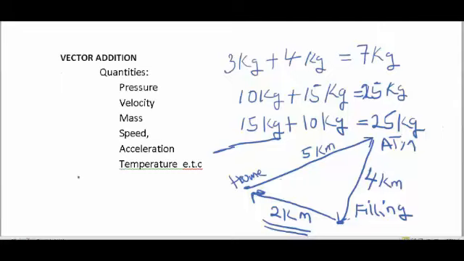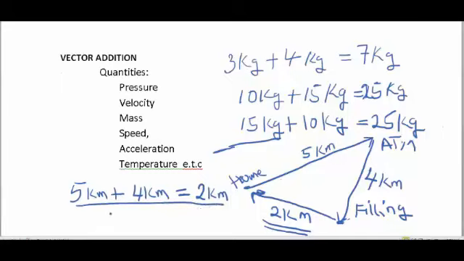Meaning that you are 5 kilometers to the ATM as far as displacement is concerned, plus 4 kilometers from the station. When you add them, they will produce 2 kilometers as the resultant displacement after following the 5 kilometer and 4 kilometer road to the filling station. This is violating arithmetic rules. And this is because we are talking about vector quantities. Displacement is a vector quantity.